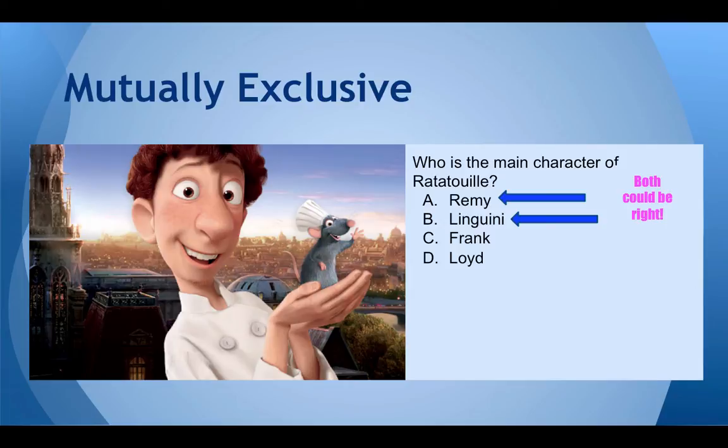If any of you have seen this movie, there is a cute little rat who wants to be a chef, and he has his real-life human chef buddy. The rat's name is Remy, and the human's name is Linguini. It can be argued from both sides that either character is the main character of the movie. And so rather than offer both characters in the answer selection, only offer the answer that you want your students to pick and then offer them plausible alternatives.